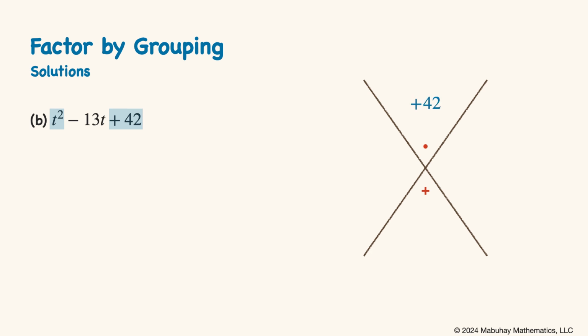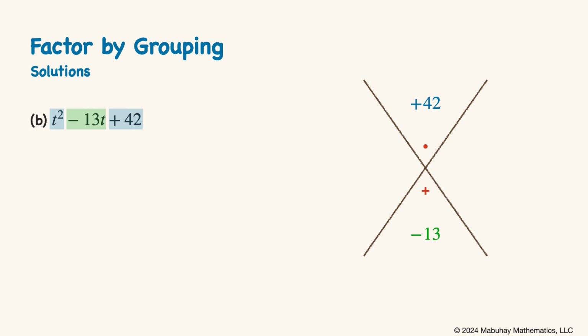So we need a product of 42. And we need the sum to match the linear coefficient, which in this case is negative 13. This summarizes what the magic numbers need to achieve. Again, we can use the signs to our advantage.